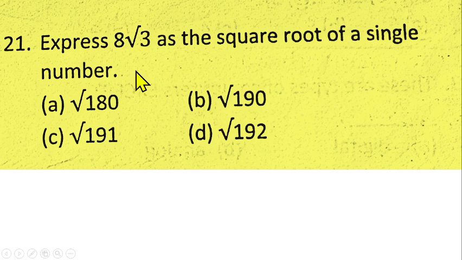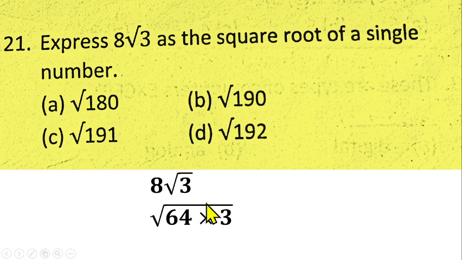Question number 21 is from surd. You have to express 8√3 as the square root of a single number. So of course, 8√3, if you take this 8 back into the surd, that will give us √64. So that means we have √(64 times 3), and 64 times 3 will give us 192. So that means it's going to give us √192, which is option D.